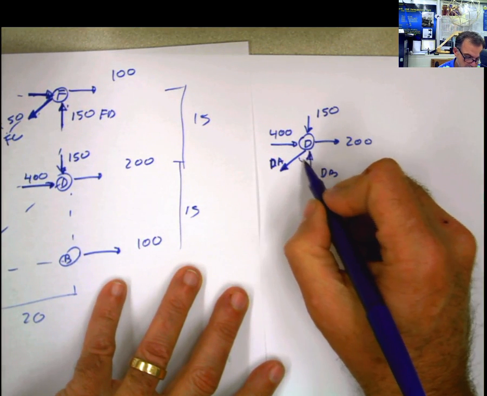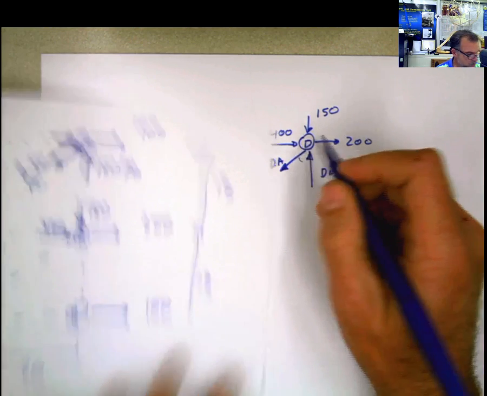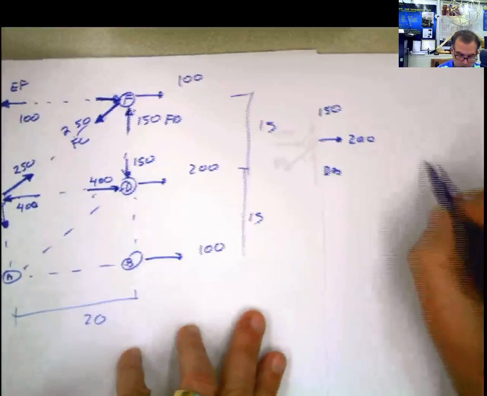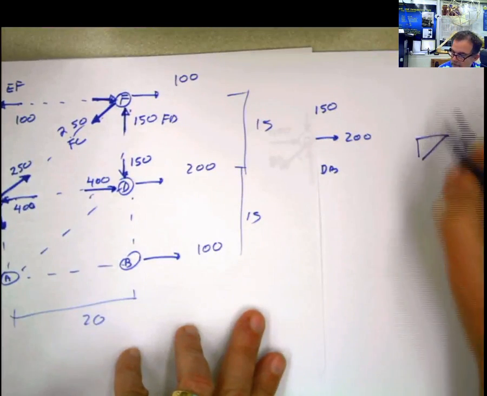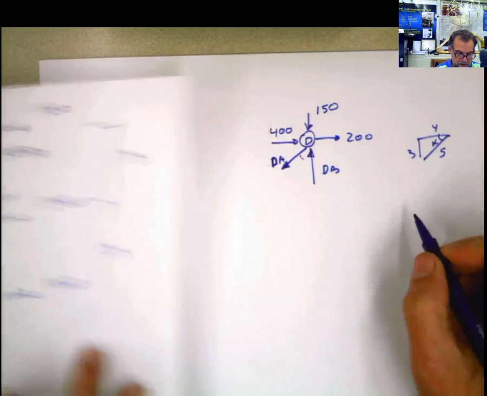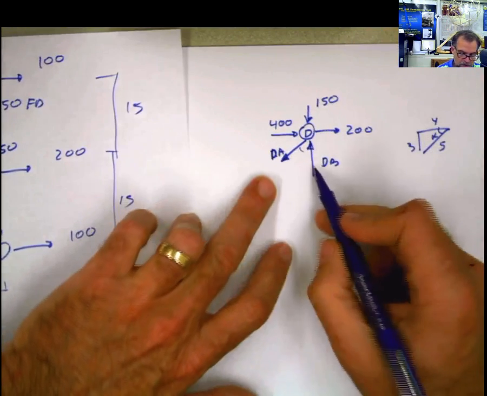Now I can use this triangle if I want, or I can use this triangle. Which one were we using before? We were using this triangle, so I'm going to keep using that triangle. Remember, this is alpha, this is 4, this is 3, and this is 5. Now this triangle is this triangle. What should we do here first? Summation of forces in y?